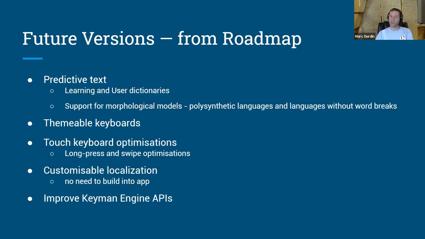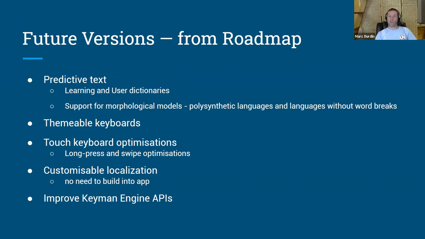Looking further into the future, looking at our roadmap, we want to add learning and user dictionaries to the predictive text, which is a lot of fun and a lot of complexity, but we really want to do it because that's when the predictive text becomes really good.